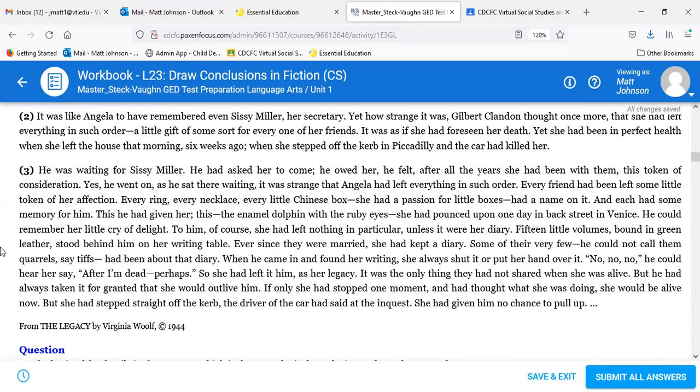He was waiting for Sissy Miller. He had asked her to come. He owed her, he felt, after all the years she had been with them, this token of consideration. Yes, he went on. As he sat there waiting, it was strange that Angela had left everything in such order. Every friend had been left some little token of her affection. Every ring, every necklace, every little Chinese box. She had a passion for little boxes, had a name on it, and each had some memory for him.